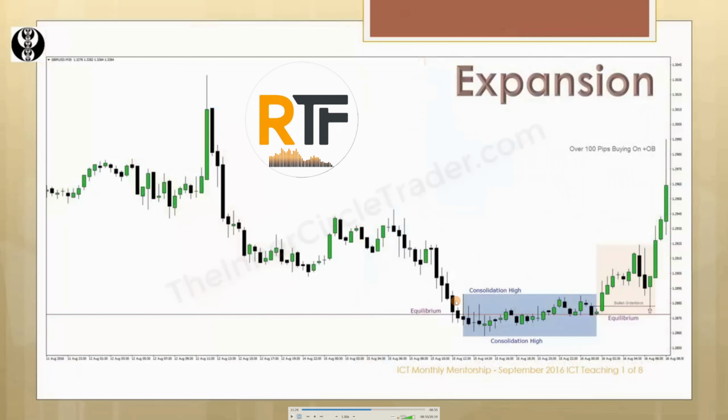We see consolidation here in the blue box with equilibrium in the middle. Price taps equilibrium a couple of times before going into an expansion to the upside.